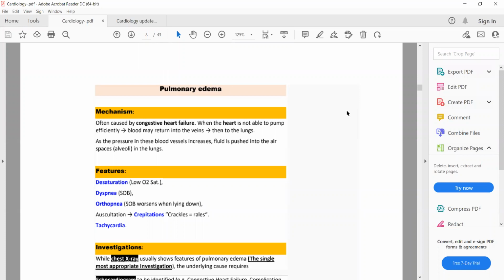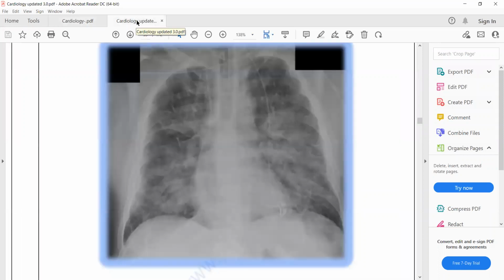What will be the features of chest X-ray in a patient with pulmonary edema? This is a chest X-ray of a patient with pulmonary edema. You can see these thin linear opacities.